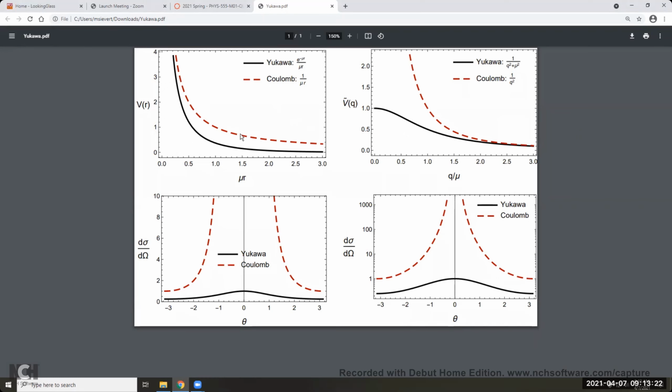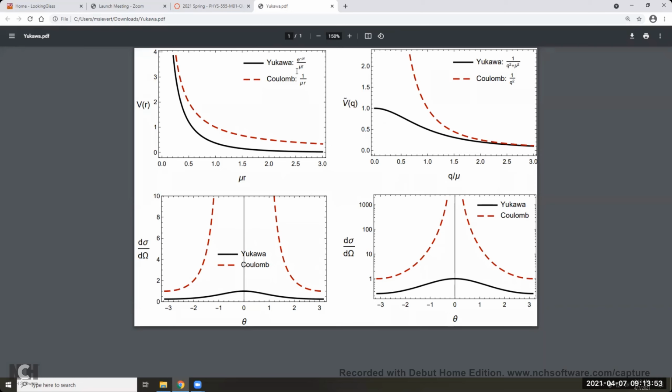This one in the top left is what I want you to see here. This is just the plot of the Yukawa potential here in black as a function of mu r, compared to the Coulomb potential. You see that both kinds of potentials have the same short distance behavior. The difference is in the long distance behavior: the Yukawa potential dies quickly to 0 because of that exponential damping. The Coulomb potential only goes to 0 very slowly. And that shows up in its Fourier transform and in the cross-section. So we'll come back to this.